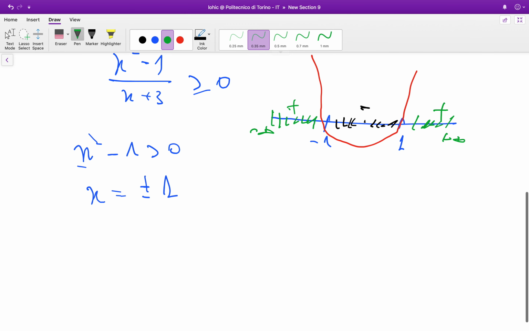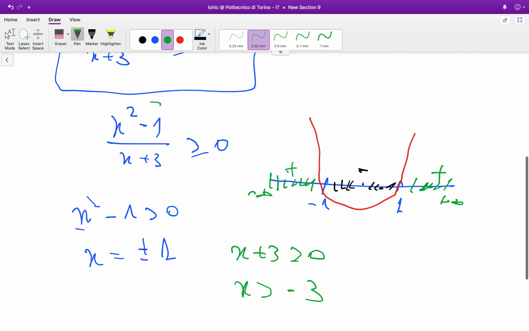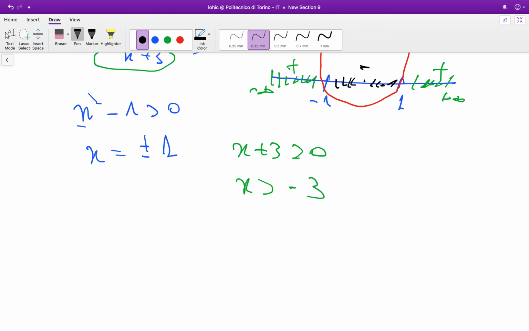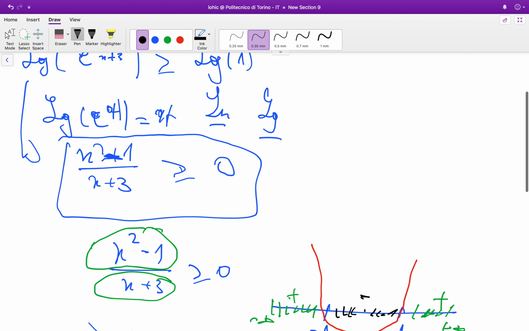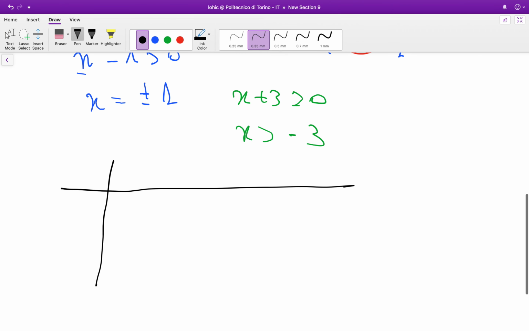Now we have to study also the sign of x plus 3, right? So x plus 3 greater than 0 gives x greater than -3. So now we know the sign of this component and we know the sign of this component. So we are ready to solve our inequality by doing the table that we used to do. Yes or not? As usual, here there is no logarithm, so no root, so we have no condition to set a priori, right? So the domain goes from -infinity to +infinity.